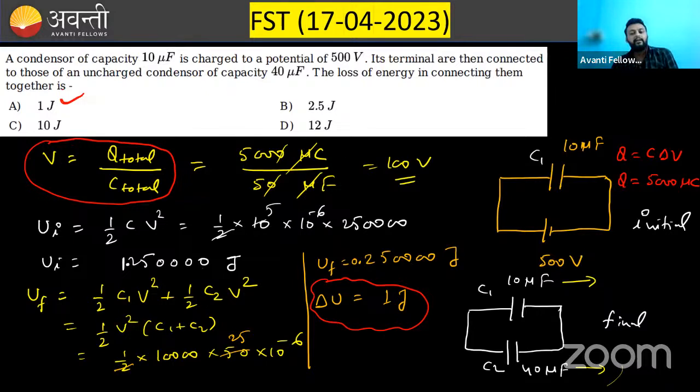Is this question clear? Sometimes they may ask where this lost energy goes. This lost energy is lost in the form of heat. While the charge is transferred from one capacitor to the other, the uncharged capacitor gets charged, and during the process some energy is lost in the form of heat because charge is flowing through the wire and some heat is produced.